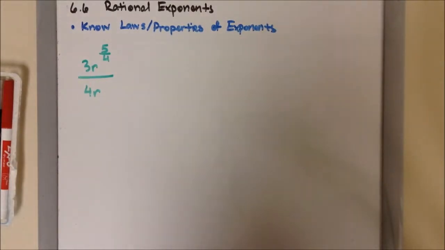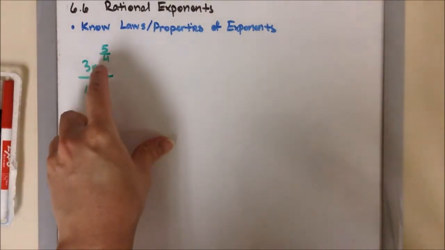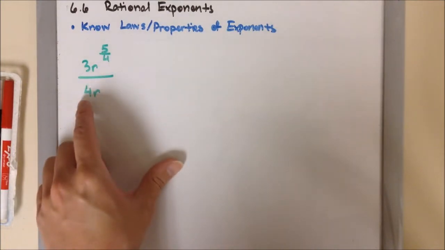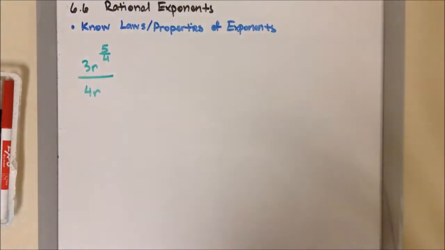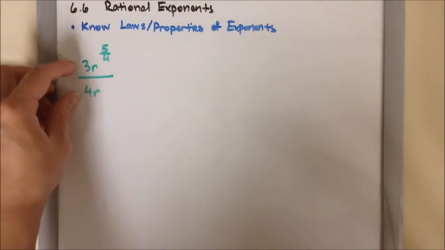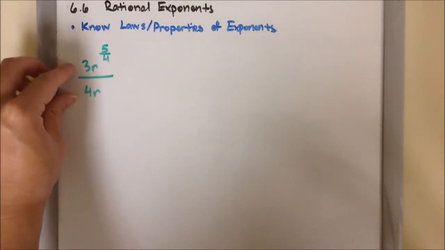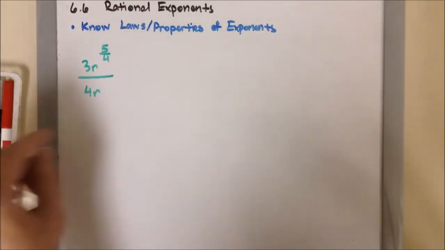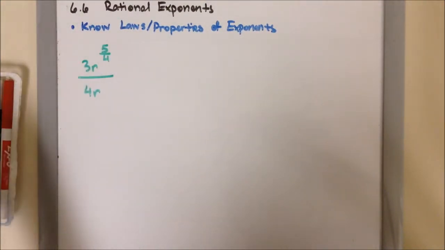Alright, in this example, I have 3r to the power of 5 over 4 divided by 4r. Now, if I look at my coefficient, and in terms of a fraction, there's nothing common, so I can't simplify the coefficient. But the r's I can simplify because I'm going to follow one of the properties of exponent.